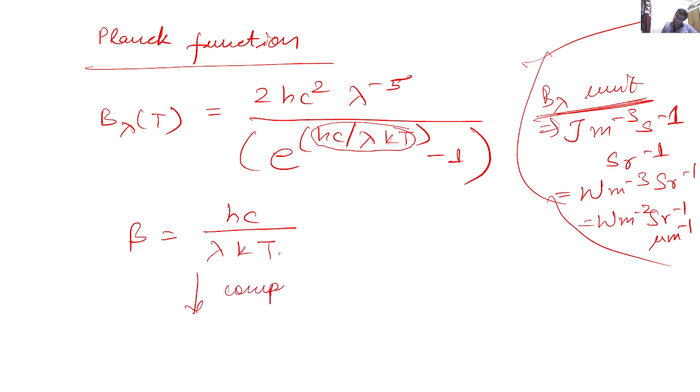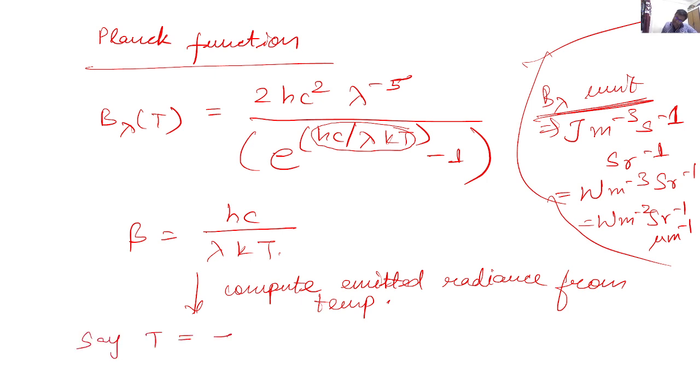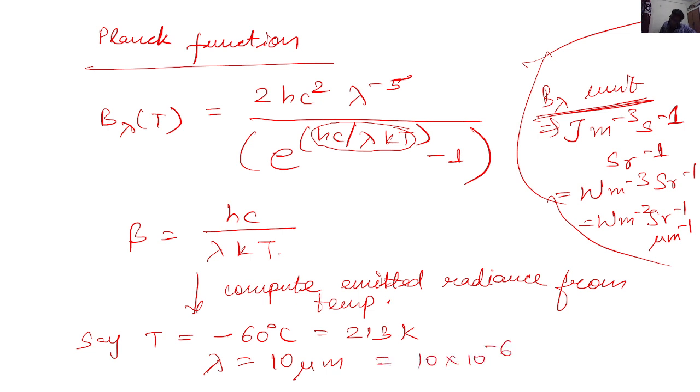Now let's compute emitted radiance from temperature. Say the temperature is minus 60 degrees Celsius, equal to 213 Kelvin. So what would be the radiance? Lambda would be, let us say, 10 micrometer, which is nothing but 10 into 10 to the power minus 6 meter, equal to 10 to the power minus 5 meter. So let's find it out.